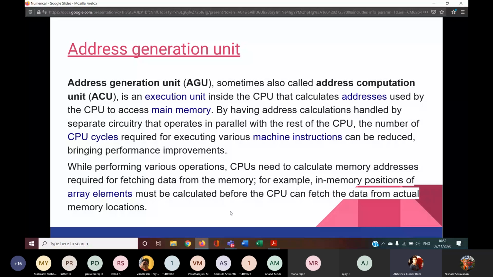The number of CPU cycles required for executing various machine instructions can be reduced, bringing performance improvements. While performing various operations, the CPU needs to calculate memory addresses required for fetching data from the memory. For example, in memory, positions of the array elements must be calculated before the CPU can fetch data from the actual memory location. Next slide, please.